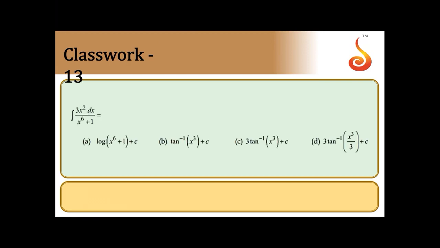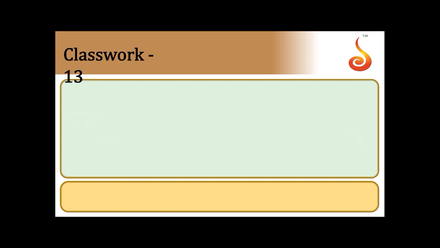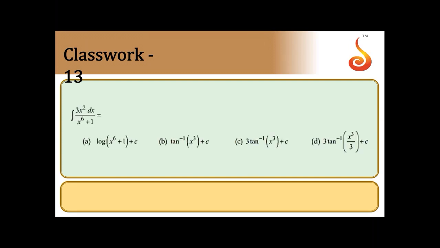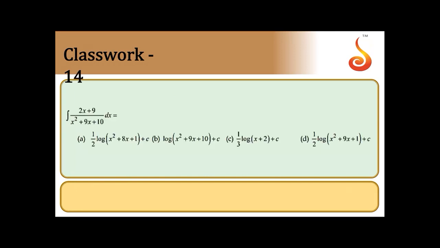Coming to the next one. Integral 3x square by x power 6 plus 1 dx. It can be modified as 1 plus x cube taken whole square. And x cube derivative is 3x square, and therefore differential of x cube. And therefore dt by 1 plus t square is nothing but the tan inverse of x cube plus c. Yes, of course, the answer is B. Yes. Coming to the next one.